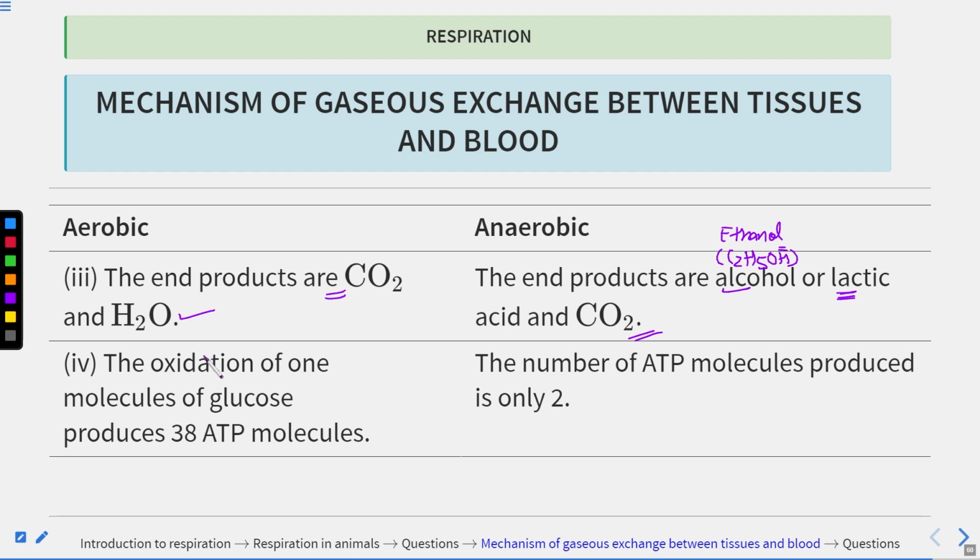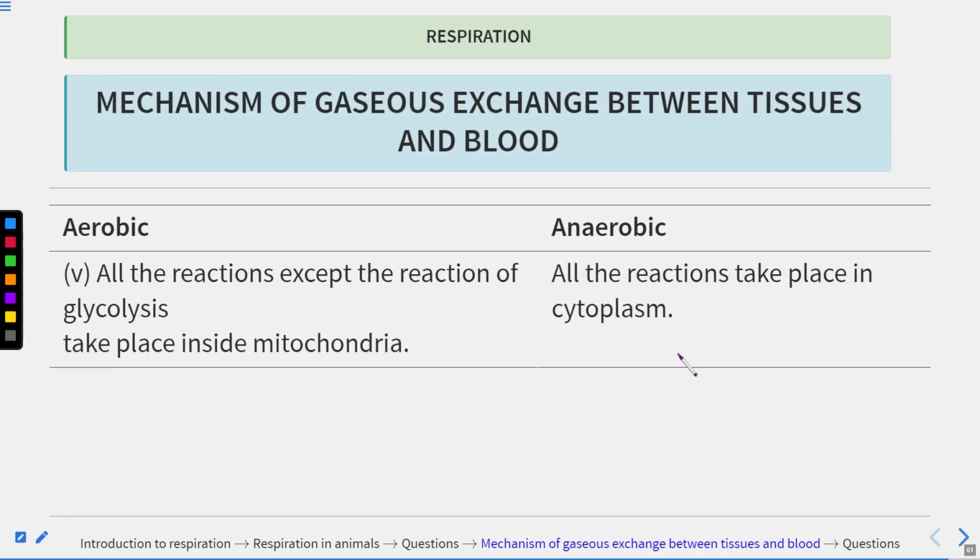In aerobic respiration, the oxidation of one molecule of glucose releases a large amount of energy. Energy is released in the form of ATP. So here 38 ATP molecules are released during aerobic respiration, whereas only 2 ATP are produced during anaerobic respiration. So very little energy is released during anaerobic respiration. Now in aerobic respiration, all the reactions except glycolysis take place inside the mitochondria. So what is the site of aerobic respiration? It is the mitochondria, where the Krebs cycle is going on.